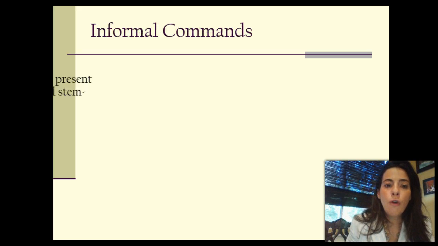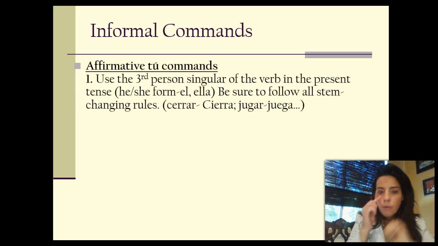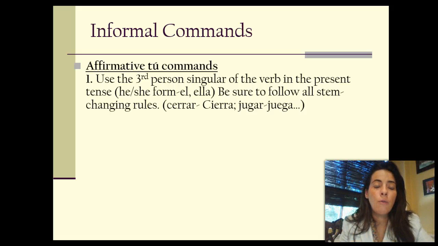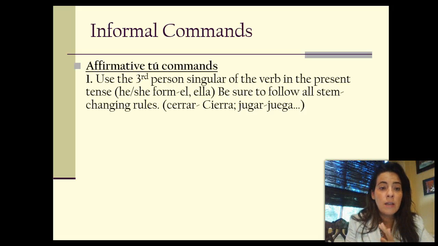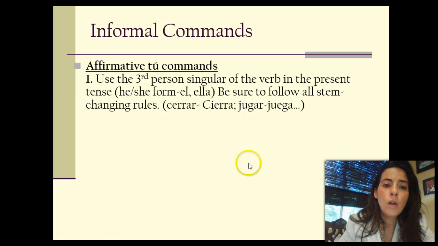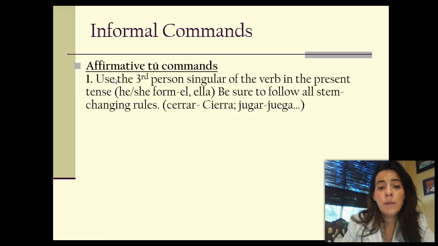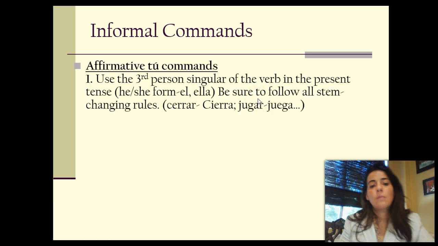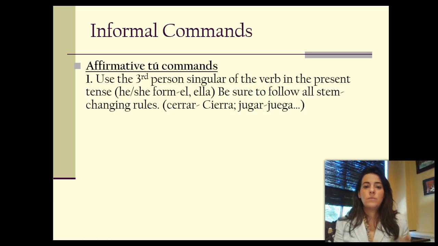Now let's talk about informal commands. So informal commands, we have to address different ways to conjugate. One is in the affirmative form. For that one, we're going to use the third person singular of the verb in the present. For example, and this also has an accent, cerrar. Yo cierro, tú cierras, él cierra. Remember, stem change.